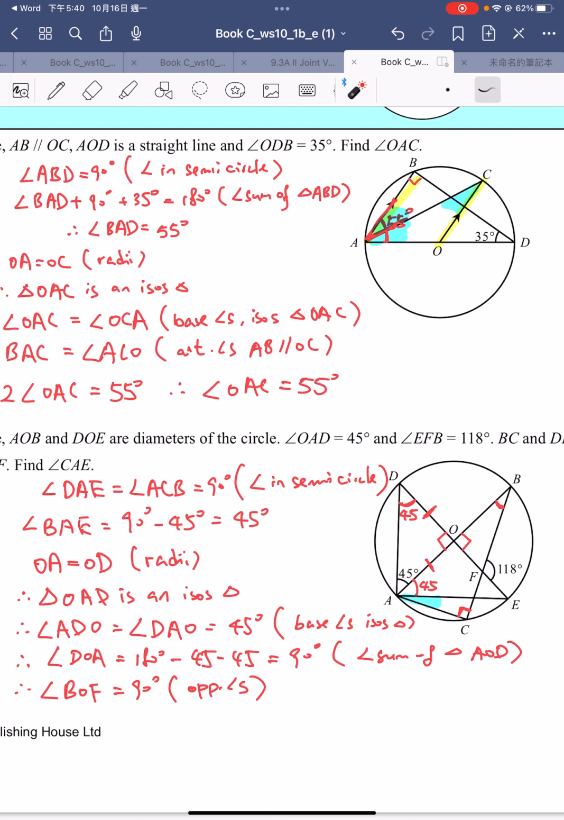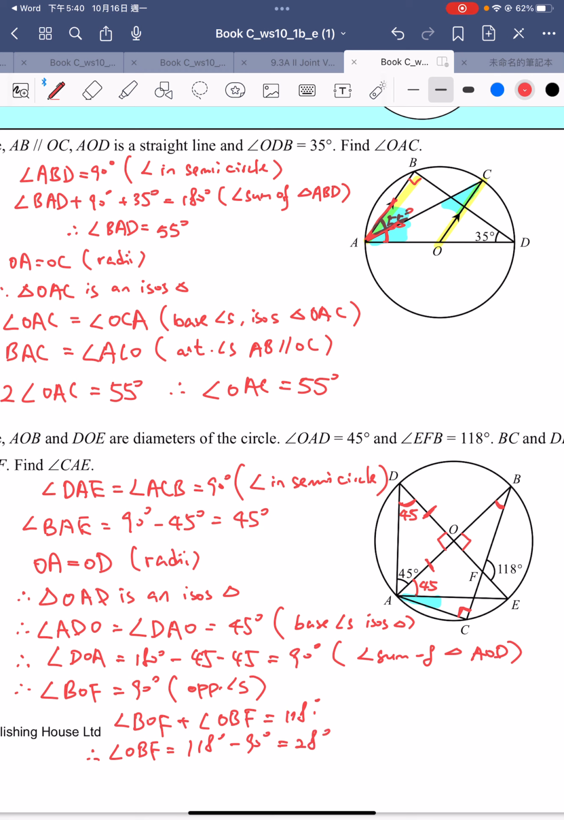And now we can say that these two angles adding together will give you this 118 by using the exterior angle. So we have the angle BOF plus the angle OBF is going to be equal to 118 degrees. So the angle OBF is equal to 118 degrees minus 90 degrees, which gives you 28 degrees. So now we have the FBO or the OBF is equal to 28 degrees.